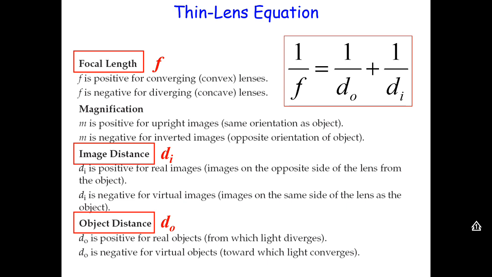Also, the convention is that the focal length is positive for converging lenses. So if the convergence point, the focal point, is on the opposite side of the lens, the focal length is positive, and it's negative for a diverging lens, where the focal point is on the same side of the lens as the object. The magnification is positive if the image is upright, and it is negative if the image is upside down.